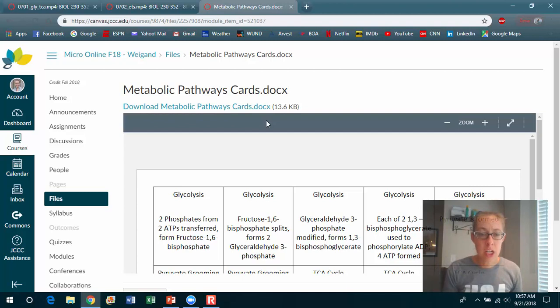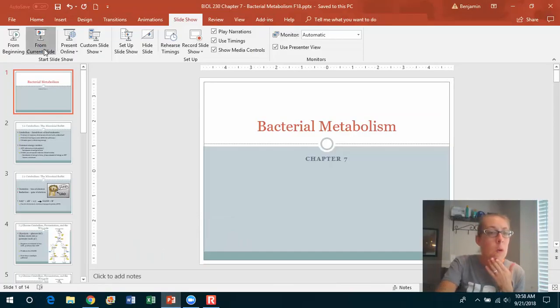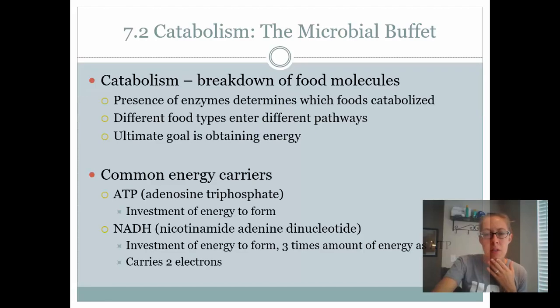For this particular chapter, I have no reading assigned, but do review the metabolic pathway cards that I've provided, and then run through those Inquisitives several times. There are also a few questions assigned at the end of the chapter so that you can be familiar with this material at the depth that I want you to know it. All right, so without further ado, let's start learning about catabolism.